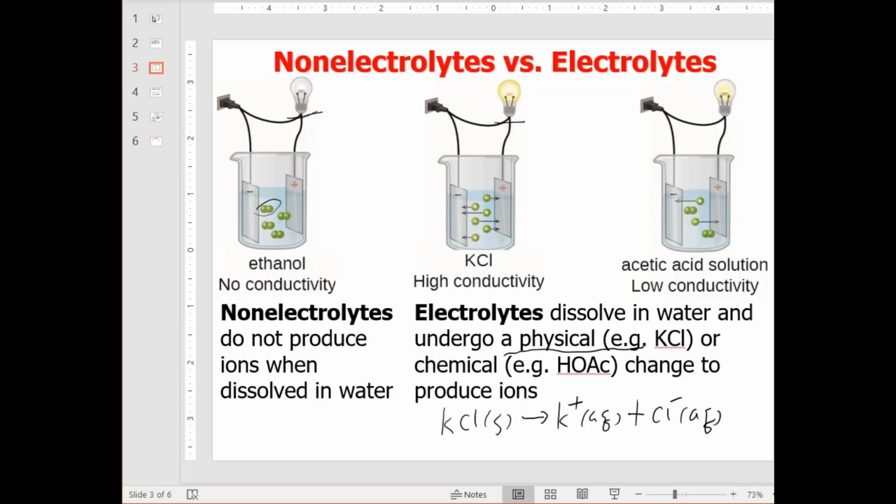Acetic acid is a weak electrolyte because its solution does not conduct electricity as well as the potassium chloride solution. That's the reason the light is on, but the light is not as strong as the light here. So the light intensity here is weaker. Its dissolution in water involves a chemical change. We'll come back to these two points in the following slide.